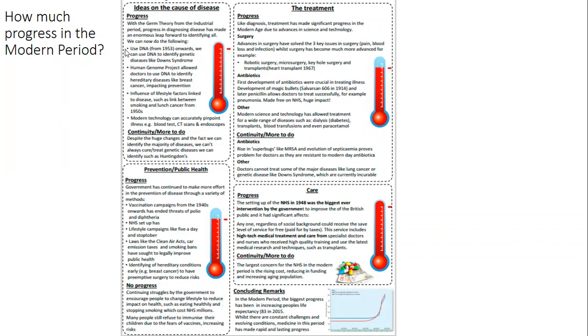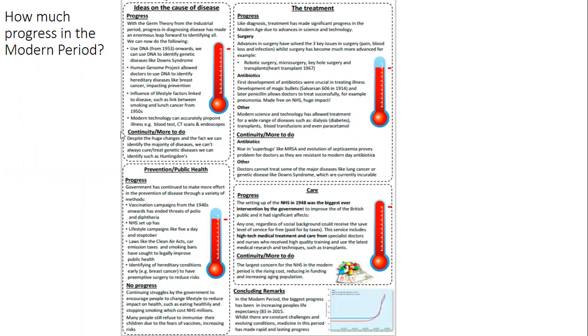So cause of disease. We can use DNA to identify genetic diseases such as Down syndrome. The Human Genome Project allows doctors to use DNA to identify hereditary diseases like cancer. Influence of lifestyle factors are linked to disease, such as the link between smoking and lung cancer from the 1950s. And modern technology can accurately pinpoint illness, like blood tests, CT scans, endoscopes.